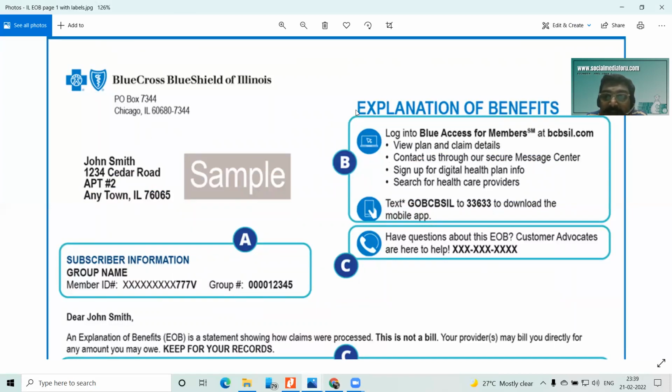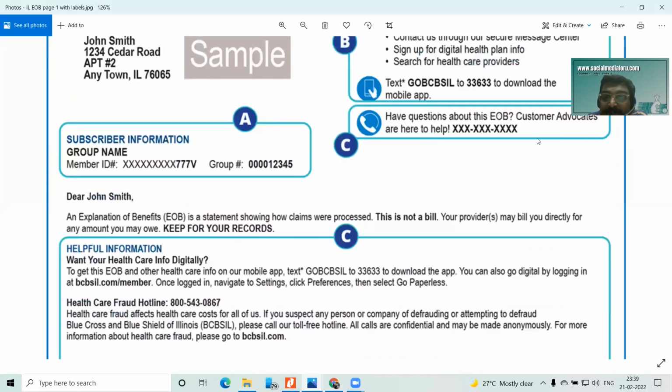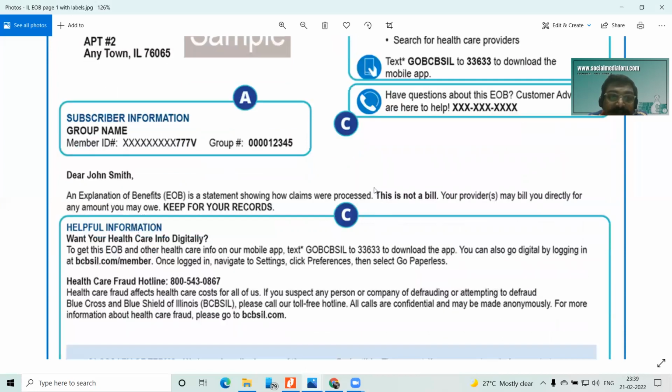Then you have the explanation of benefits. This being a sample, they have mentioned it as sample, where you have to log in and take a copy of this. View the plan and claim details through secure message and digital health plan information. They have also given you an option wherein you can send an SMS with this text to this number and download their mobile app. Then if you have questions, they will give the member customer advocate, which is the member service number, kind of a call center where they will give you assistance.